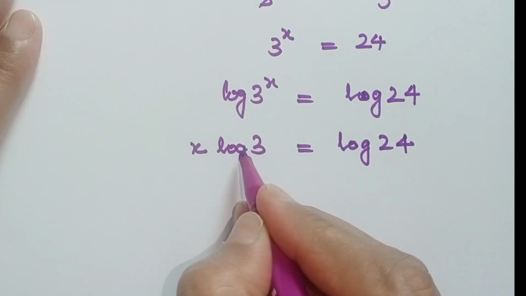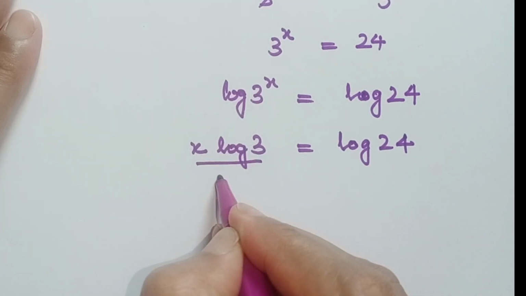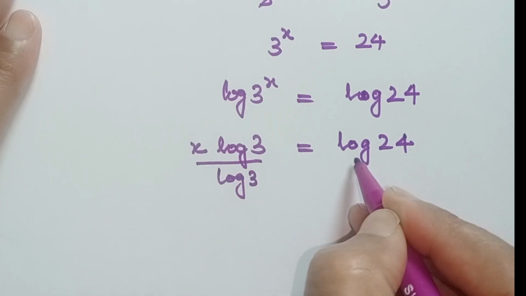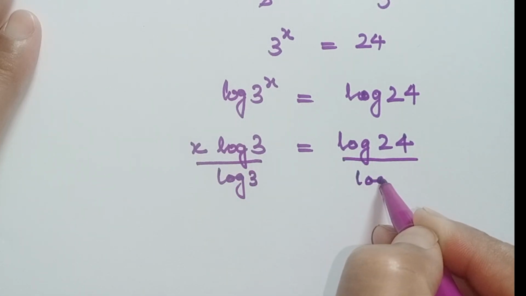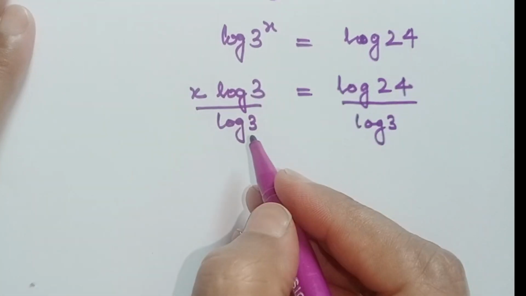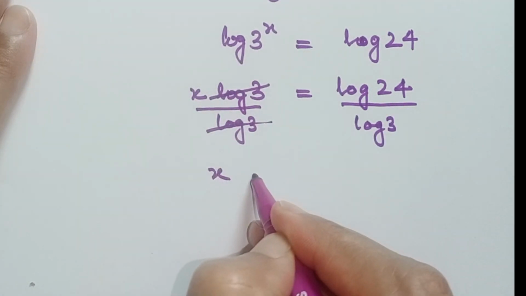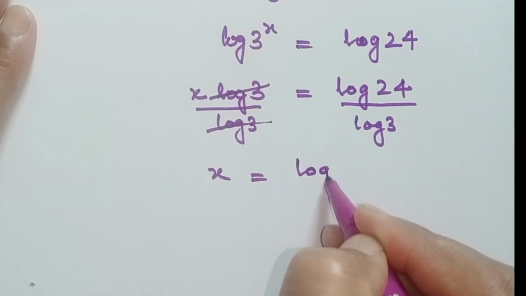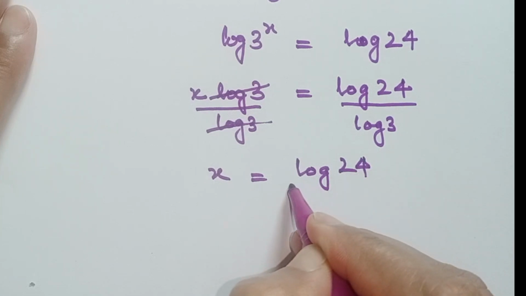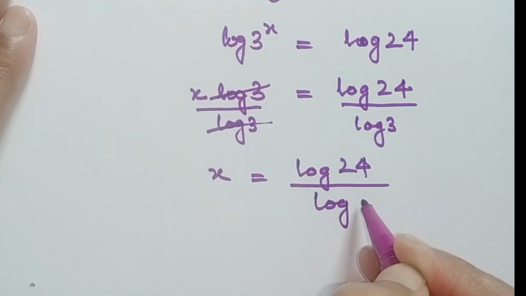So in the next step, we will divide both sides by log 3. x times log 3 divided by log 3 is equal to log 24 divided by log 3. So log 3 will go with the log 3. We will get x. x is equal to log 24 over log 3.